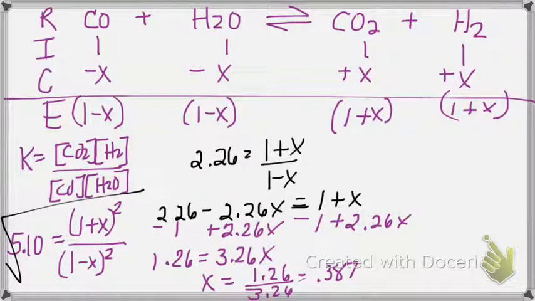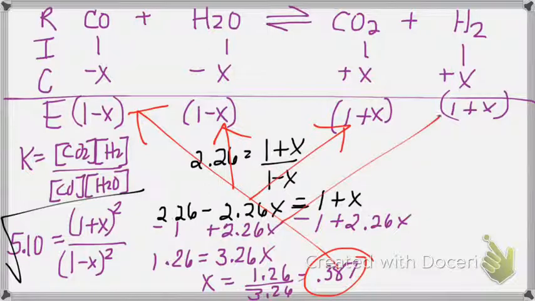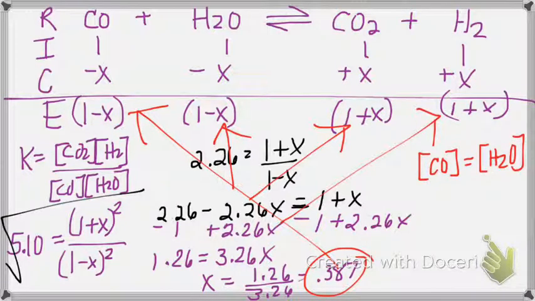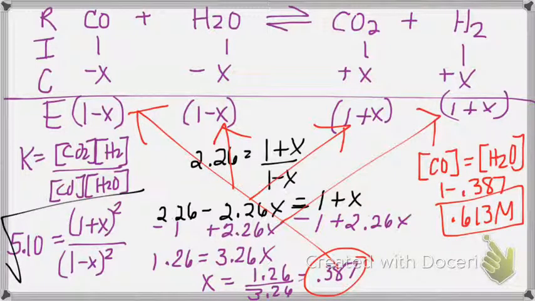Is that my answer? No. Now we're going to take the x that we solved for and we're going to plug it in there, and there, and there, and there. So that when we do this, we're going to say that the concentration of CO is also going to be equal to the concentration of H2O, right? Yes. So 1 minus 0.387 is 0.613 molar. Yeah? Okay.